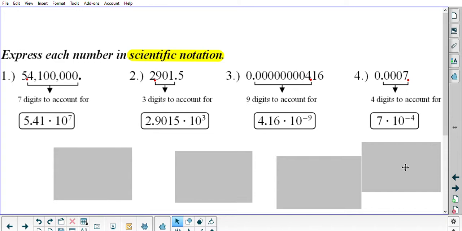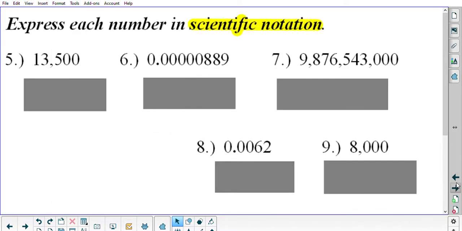And there you go. There's 4 examples that I've talked you through on scientific notation that were already typed up on your guided notes. Let's have you now try numbers 5 through 9 on your own. So hit pause now on the video and do these 5 problems on your own, then hit play when you're ready for me to go over them. All right, I hope you have done that. I hope you have done these 5 problems.